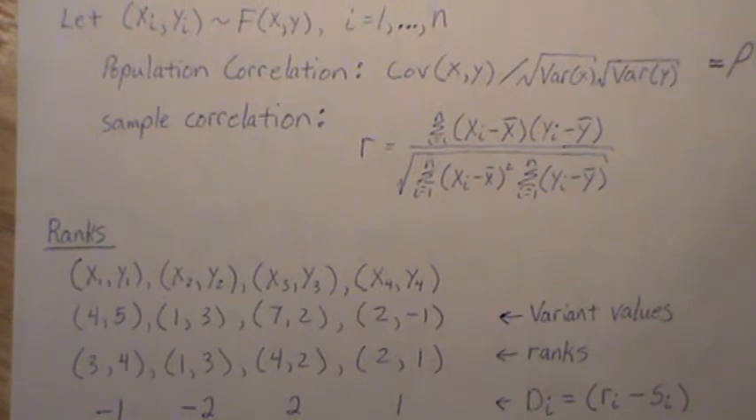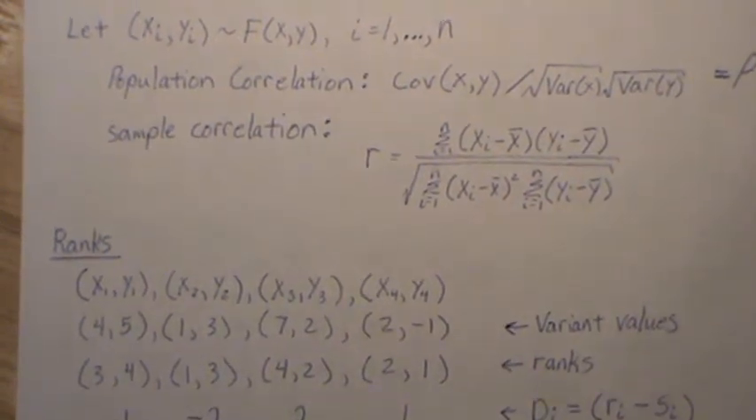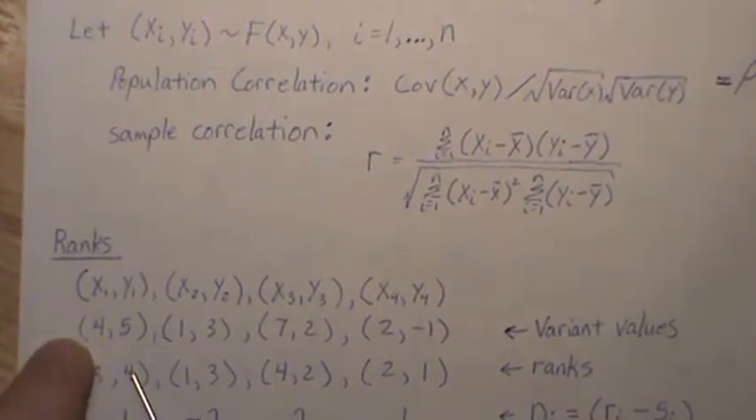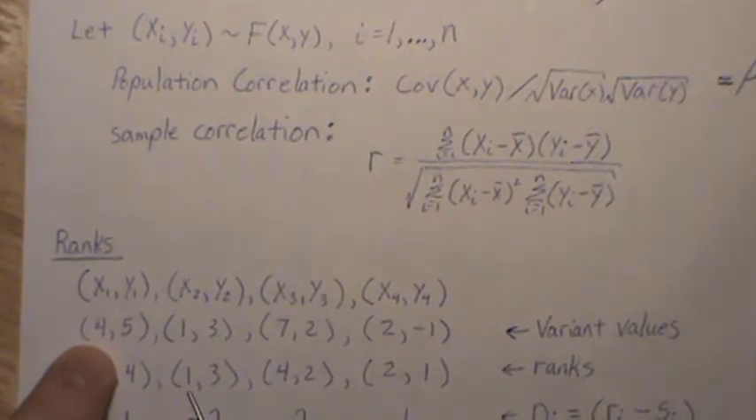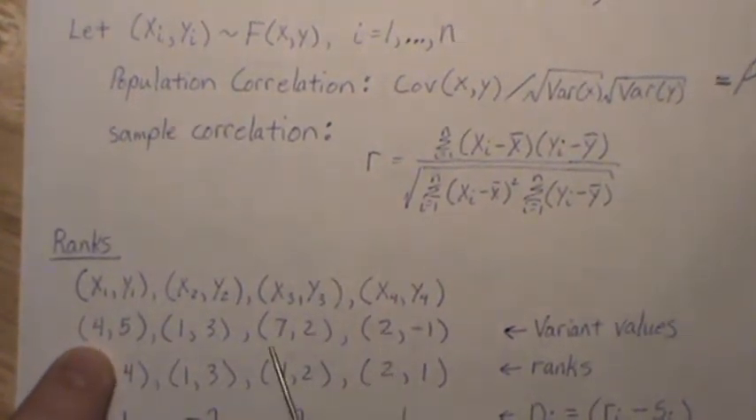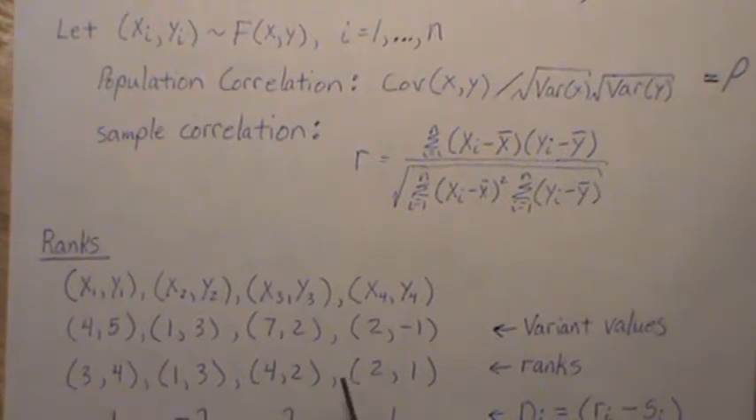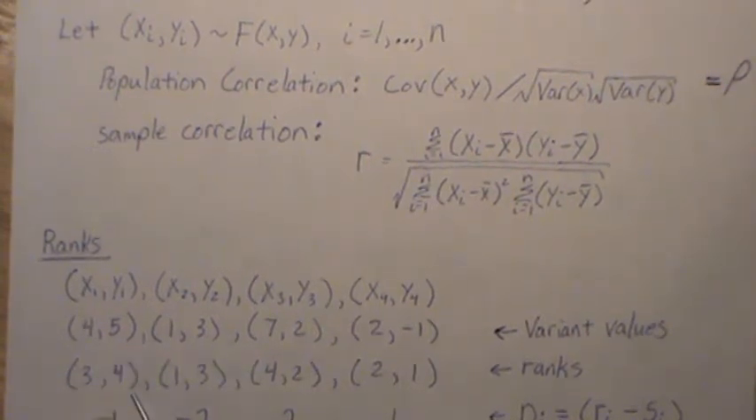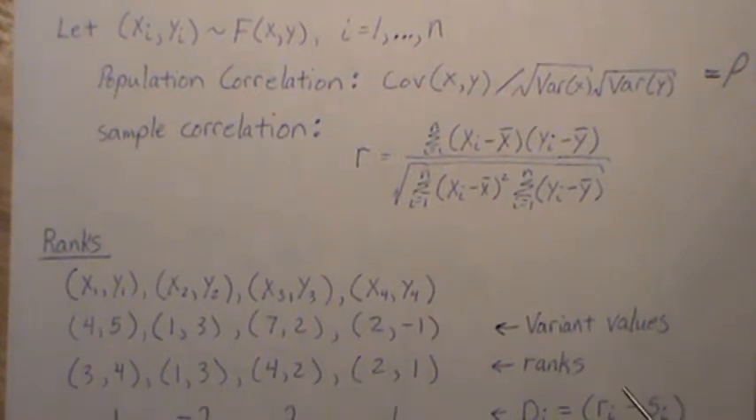And the way that we rank these, we rank them within the x's and then we rank them within the y's. So if we just look at the x's, this is the smallest, then that, then this one, then this is the fourth. Now we do the same thing for the y's. So this is the smallest, second, third, fourth. So these are the ranks of our data. It's the marginal rank.